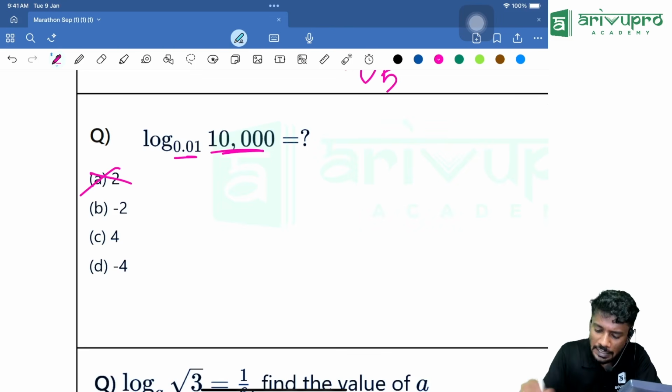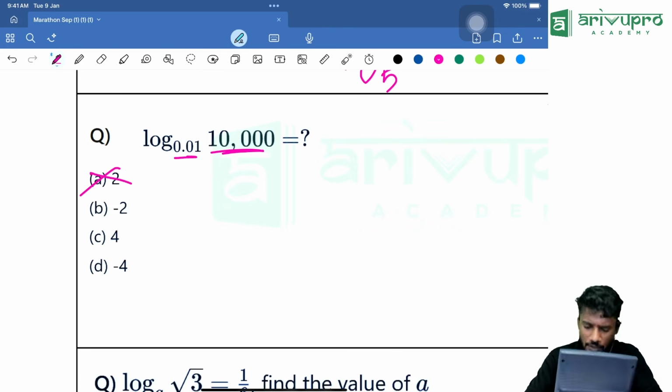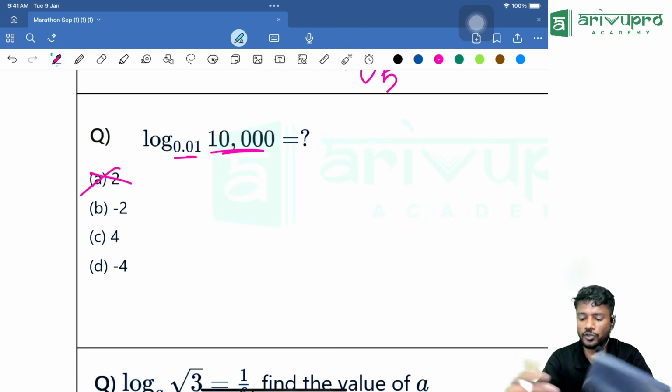Now, try option B. 0.1 raised to minus 2. How will you write it? You will take the square, then divide equal to. How much is it? 0.01 into equal to, then click divide equal to. How much are you getting? 10,000. Yes, you are getting 10,000.